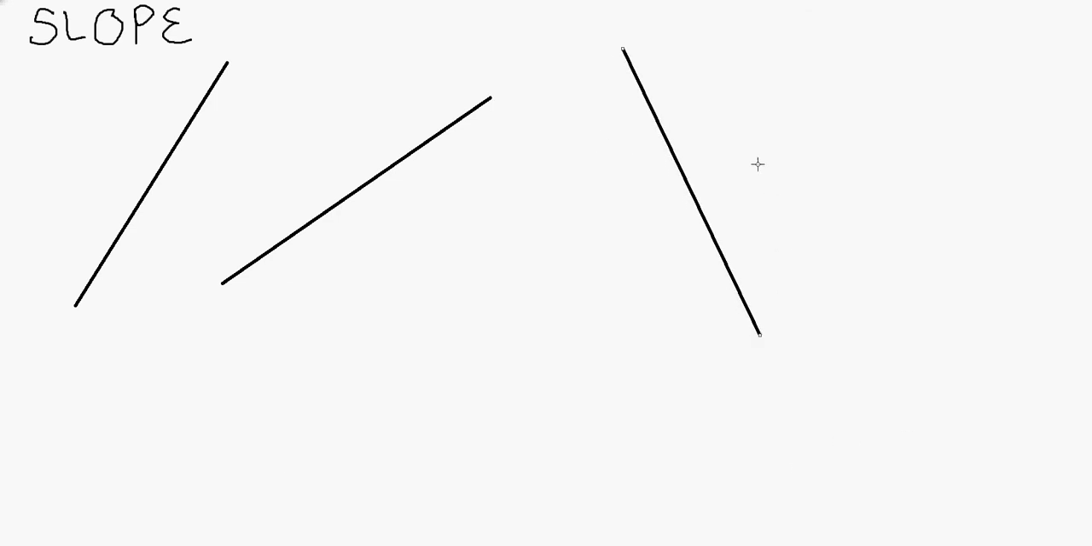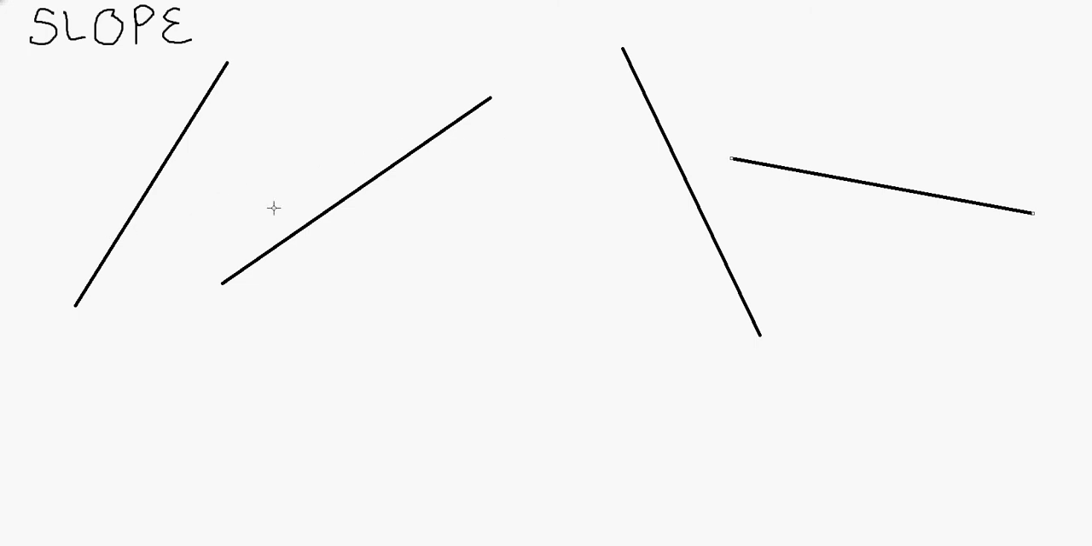So we've got, let's say, here's one line right here. Here's another line right here. Here's a line right here. Here's another line right here. Okay, so we have a number that describes these lines.